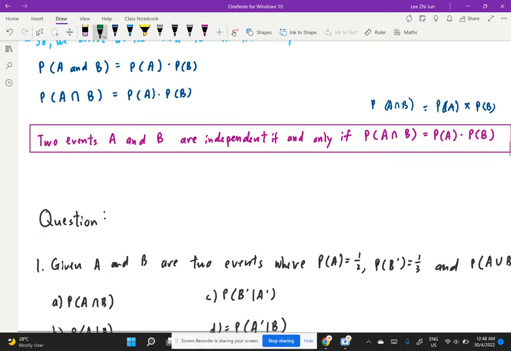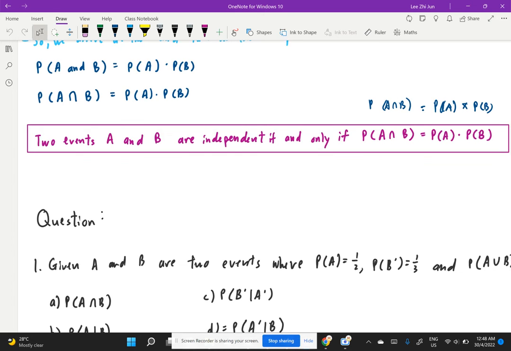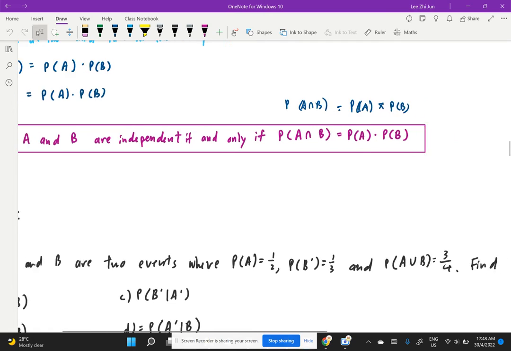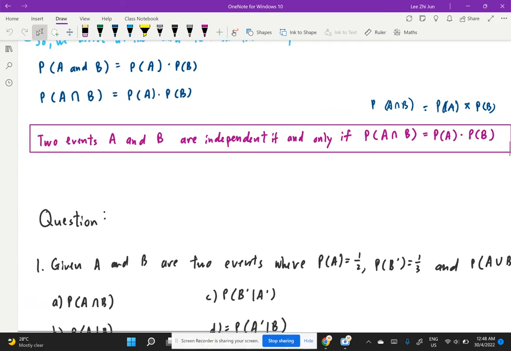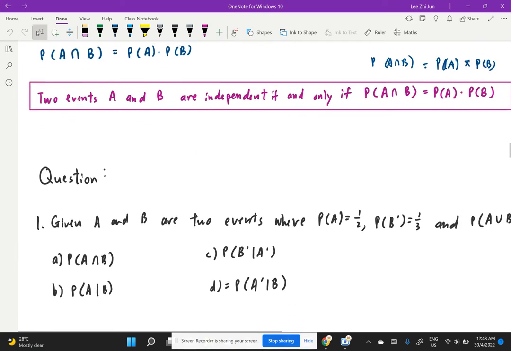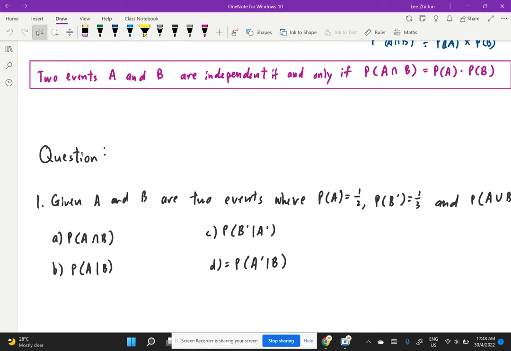So we see the question. Given A and B are two events where P(A) equals 1 over 2, P(B') equals 1 over 3, and P(A∪B) is 3 over 4. So find these four things.